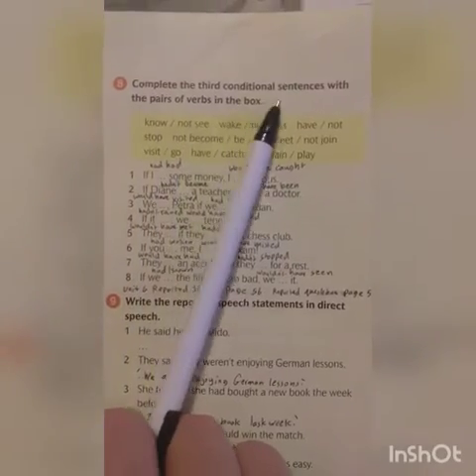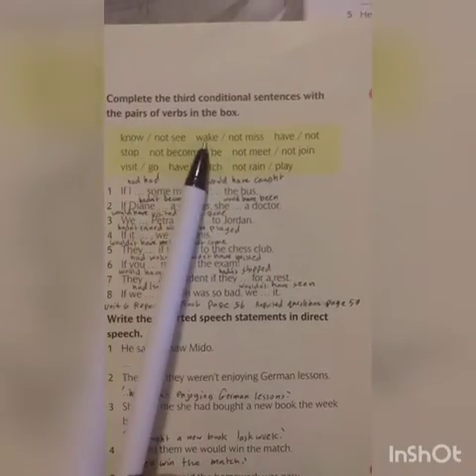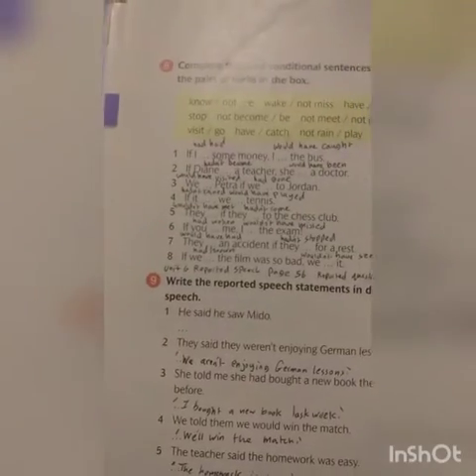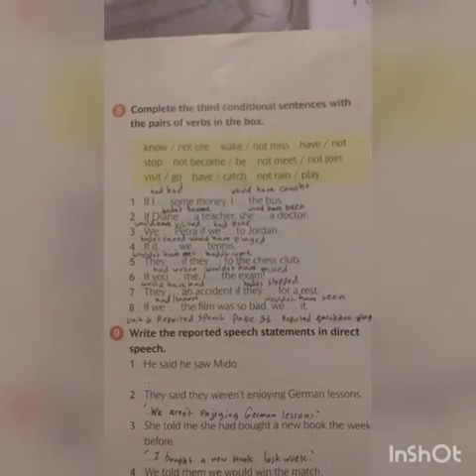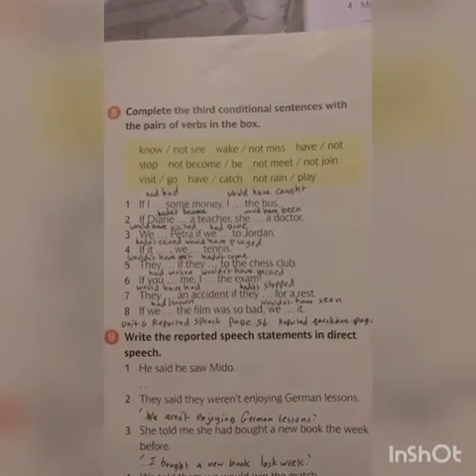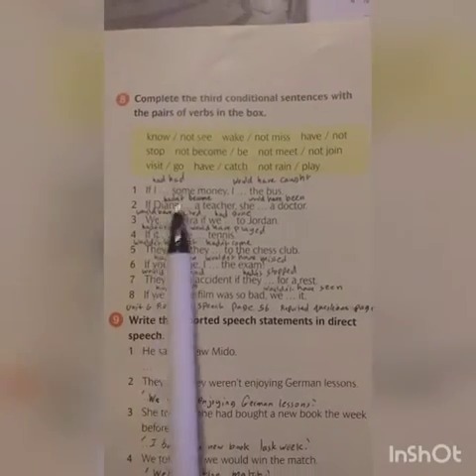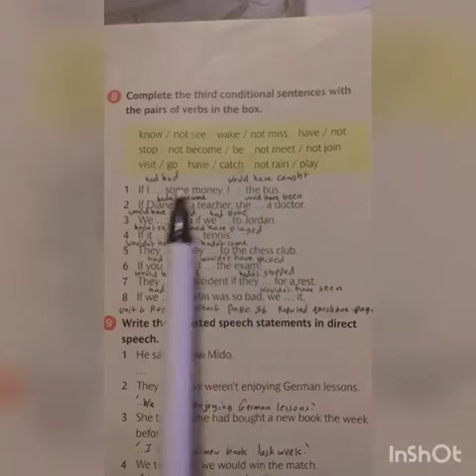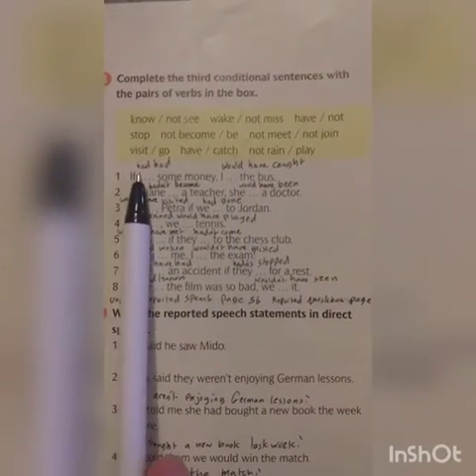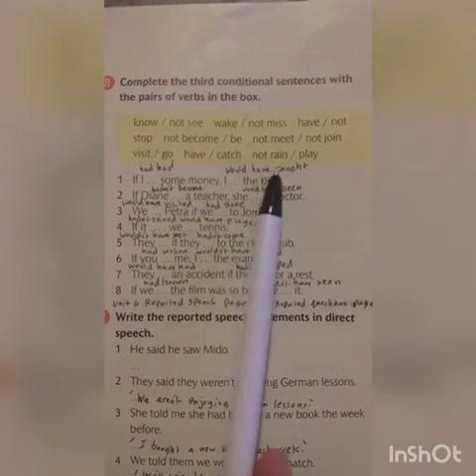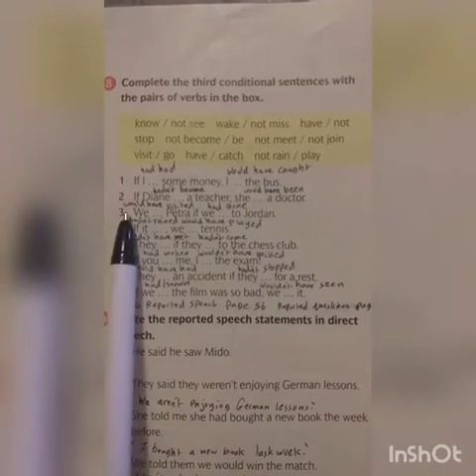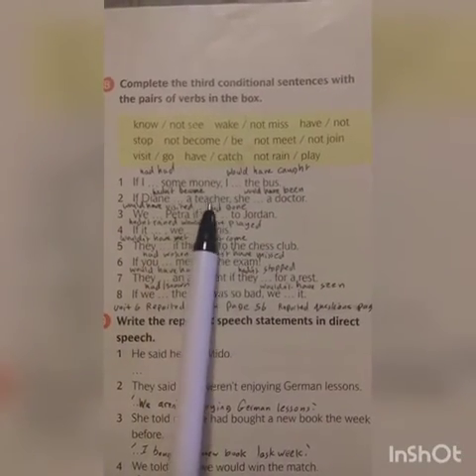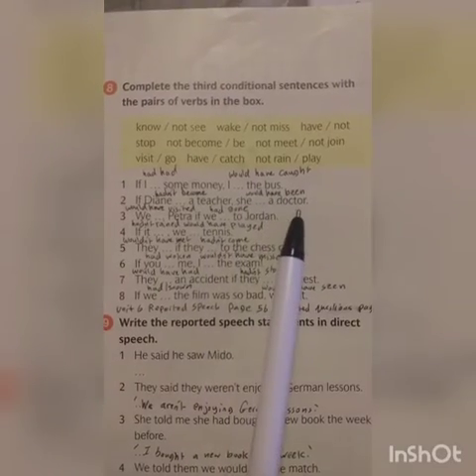Complete the third conditional sentences with the pairs of verbs in the box. And this exercise is on page 64, so open your student's book on page 64. Number 1. And all these sentences are in the third conditional, so let's fill in the gap. If I had had some money, I would have caught the bus. Number 2. If Danny hadn't become a teacher, she would have been a doctor.